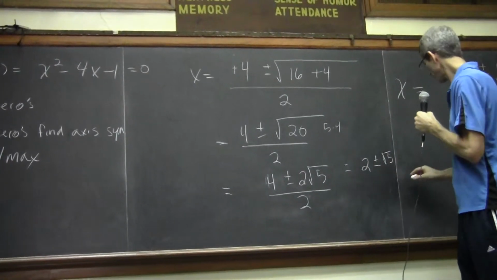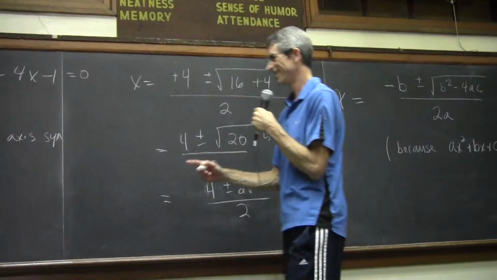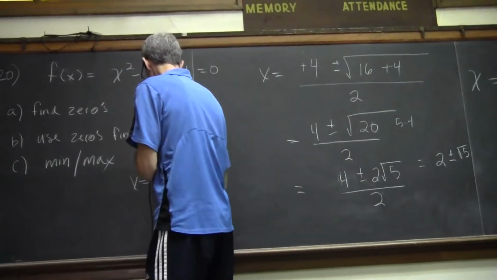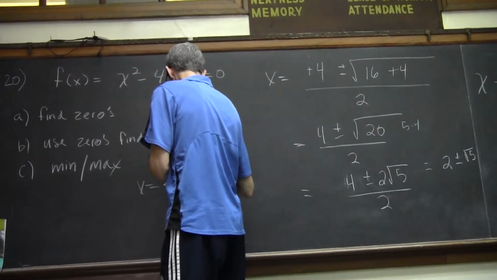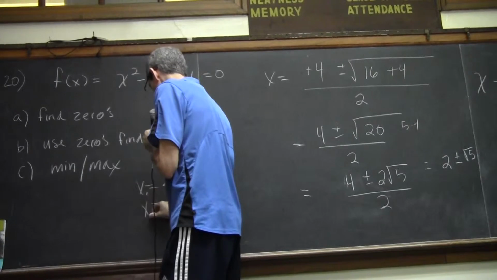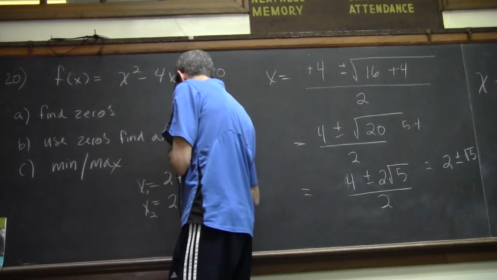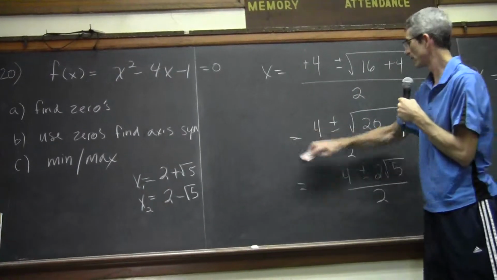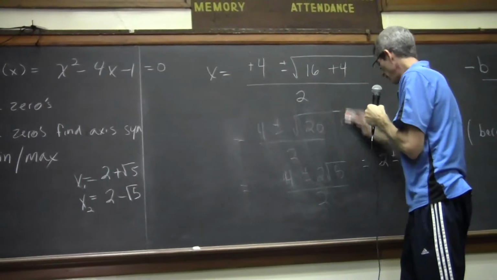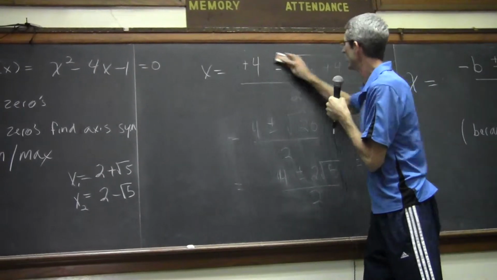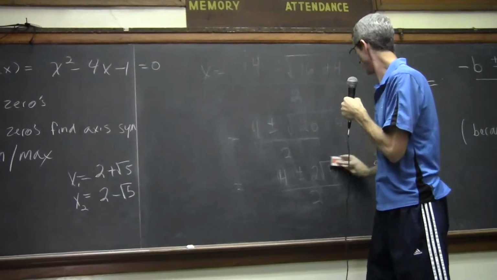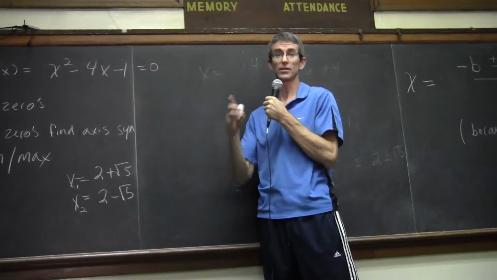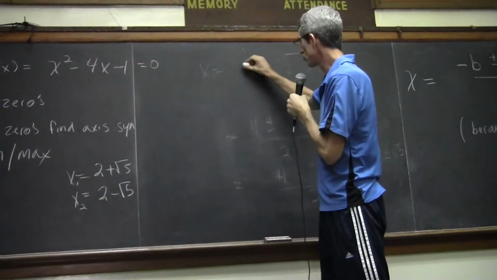So there's my x's. There's 2 of them. x1 is going to be 2 plus the square root of 5, and the second x, x2, is 2 minus the square root of 5. So I found my 2 x's. And now we need to back up for a minute and think a little bit about what we're finding. So these are the values where that parabola crossed the x-axis. It did cross it. So let's draw it.